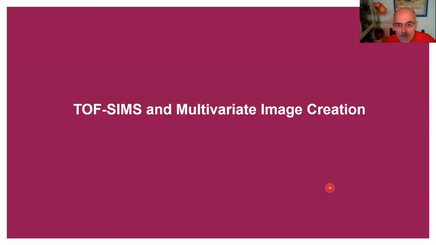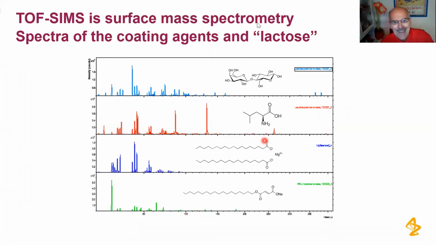Let's talk about multivariate image creation using TOF-SIMS data. TOF-SIMS is basically a surface mass spectrometry technique, and here are some examples of spectra of the ions of interest in this section about coating agents and lactose. So here's leucine and magnesium stearate and PROVE, and then lactose here. We have different spectra. These are generally fragmentation spectra, but we do get molecular ions, in this case, molecular ions cationized by sodium and potassium in the case of lactose.